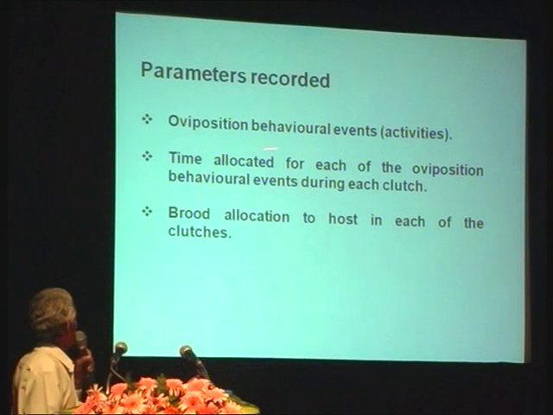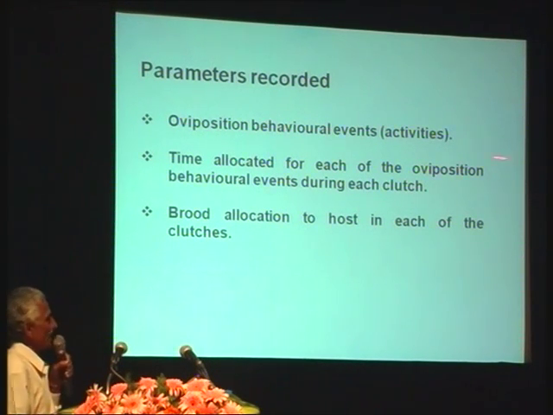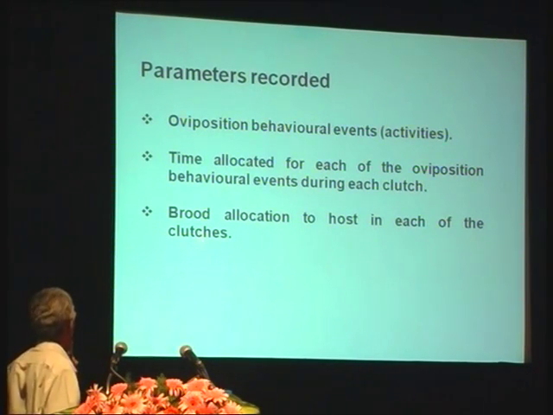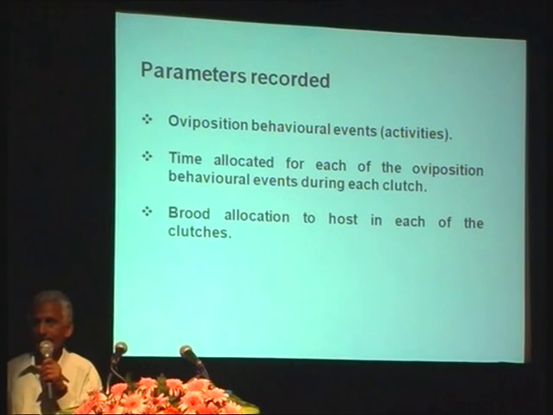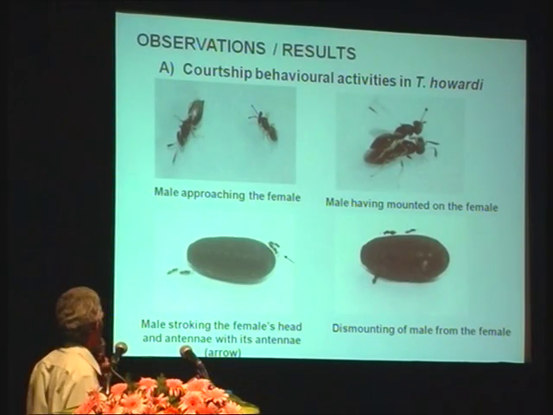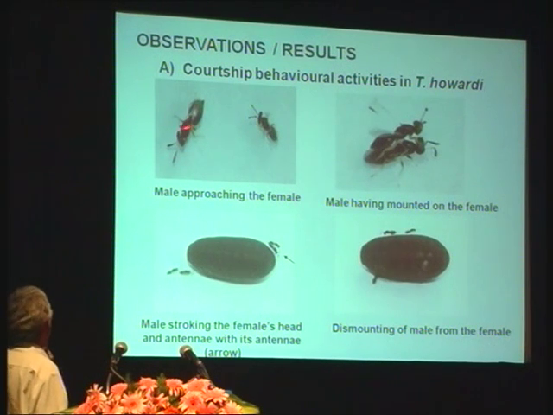One is the oviposition behavioral events, then the time allocated for each of the behavioral events, and then the brood allocation to the host in each of the clutches. Brood allocation is the egg deposition, how many eggs are deposited in each host. And this is the female and this is the male. So we have recorded these observations and the results.